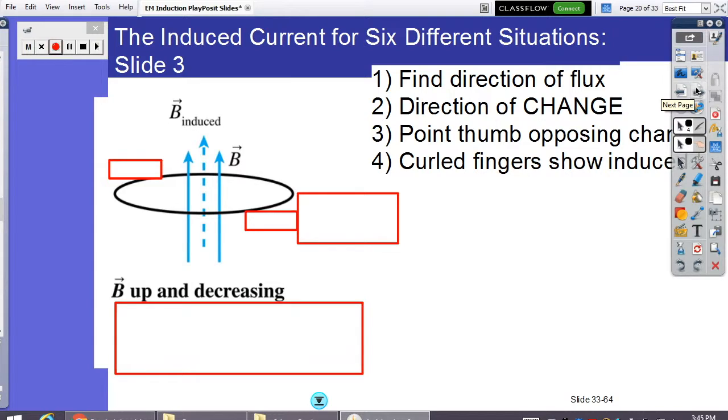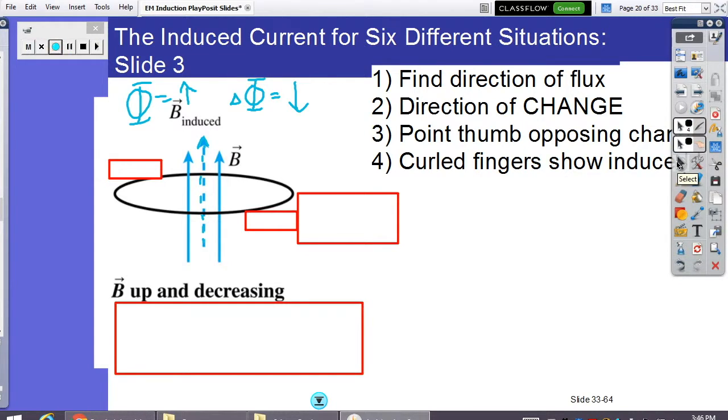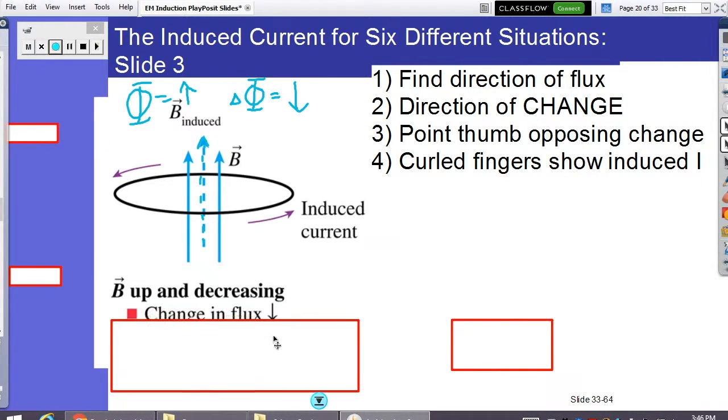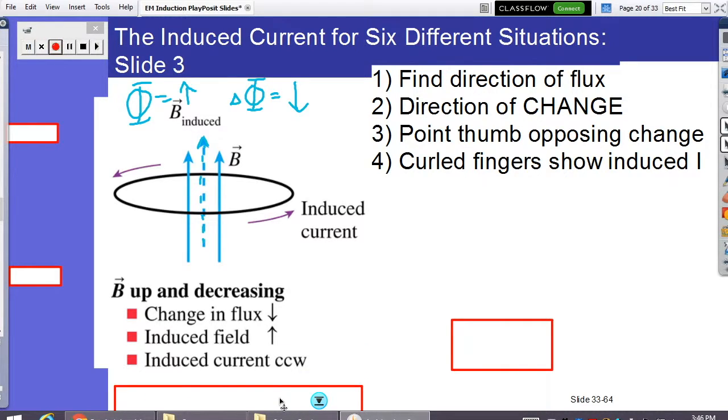B is up and decreasing. So now my magnet is getting weaker over time. Well, my flux is still in the upward direction, but now my change in flux, if it's upward and getting weaker, my change in flux is downward. Lenz's law says, no, you cannot reduce the flux. I'm going to put my thumb straight up, and I'm going to fight that. And if my thumb goes up, then what does my current have to do? I have to get an induced current that is counterclockwise, because my change in flux is down, my induced field is up, which requires a counterclockwise current.